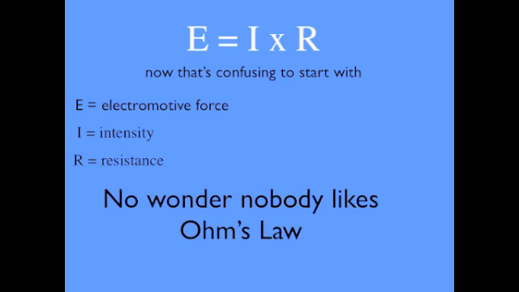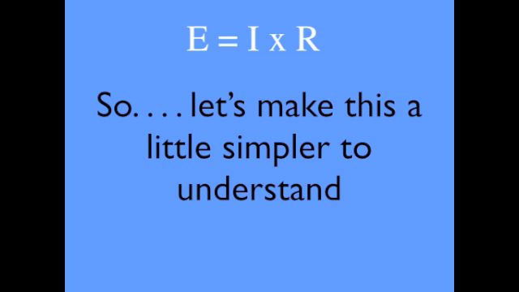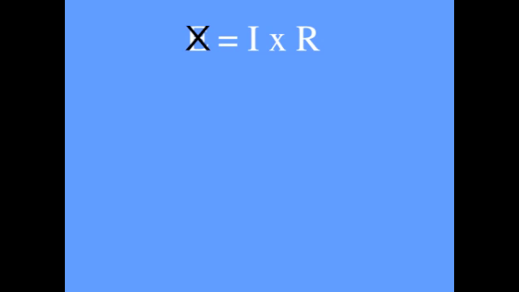So over the years we've found a way to make it a little bit more meaningful, or simpler to understand. And here's what we've done. We basically take the E and get rid of that and change it to a V. The E, remember, stood for electromotive force, but it's more commonly known as volts or pressure.